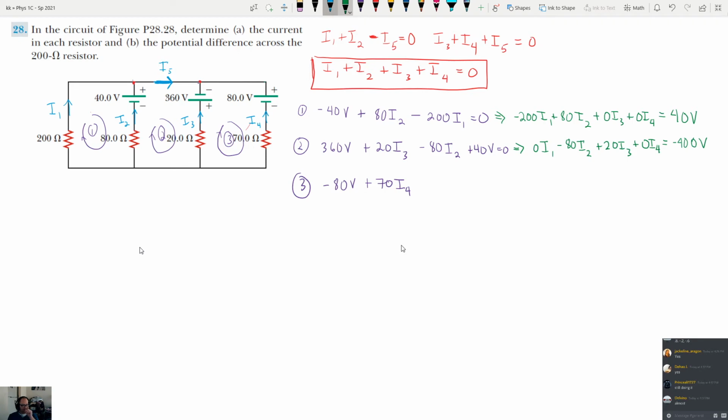Is that good? Okay, negative 80, positive 70, and then we're going up this one now, the same direction as the current, so negative 20. And then plus to minus, so that's negative 360 volts equals 0. This gets reduced down to: there's no I1s or I2s, negative 20 I3, and positive 70 I4 equals. All right, so 80 plus 360 will be 440, and it's going to be positive. Does that look right?